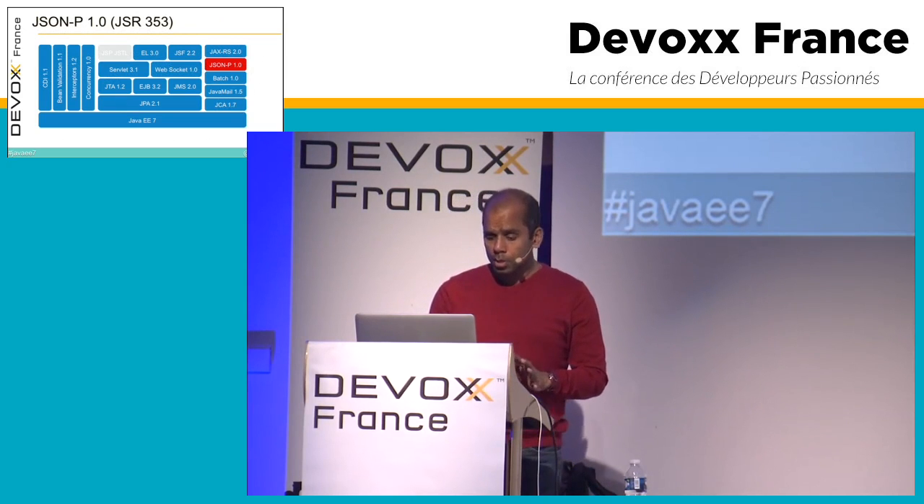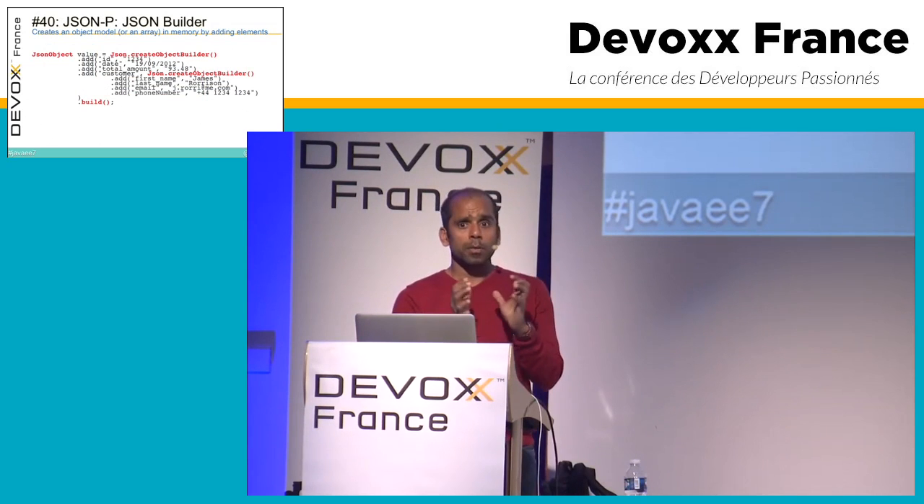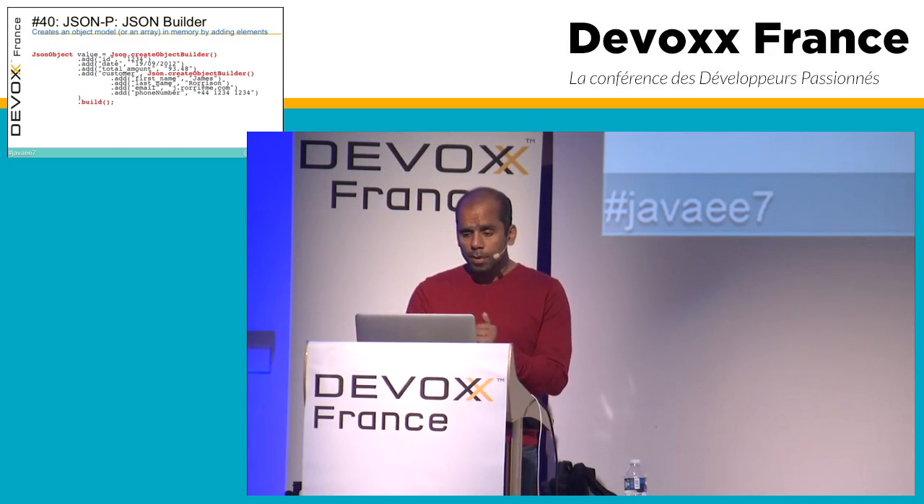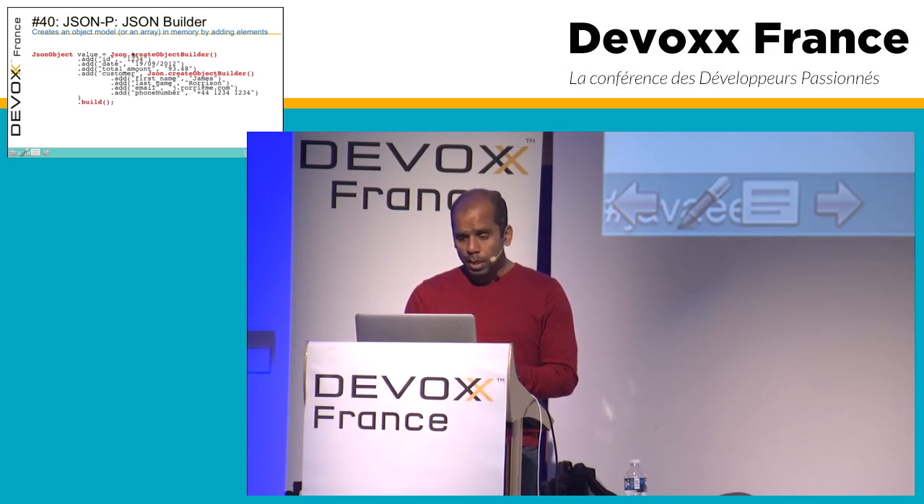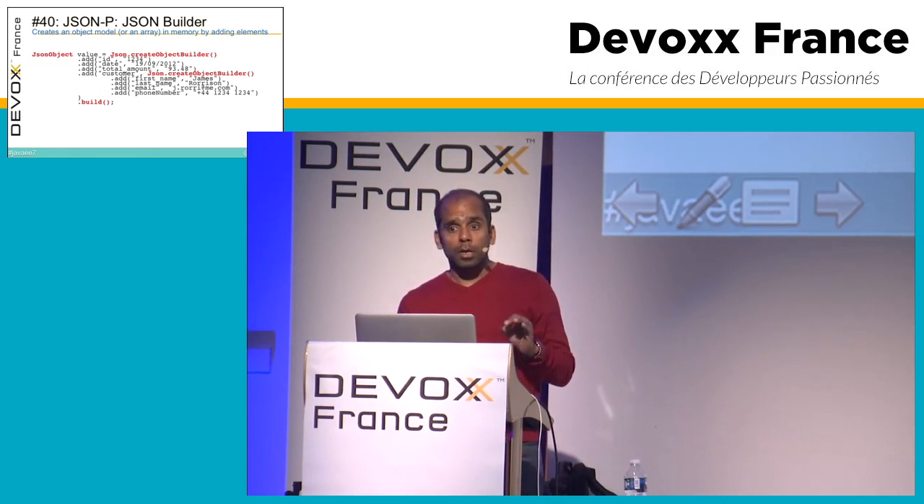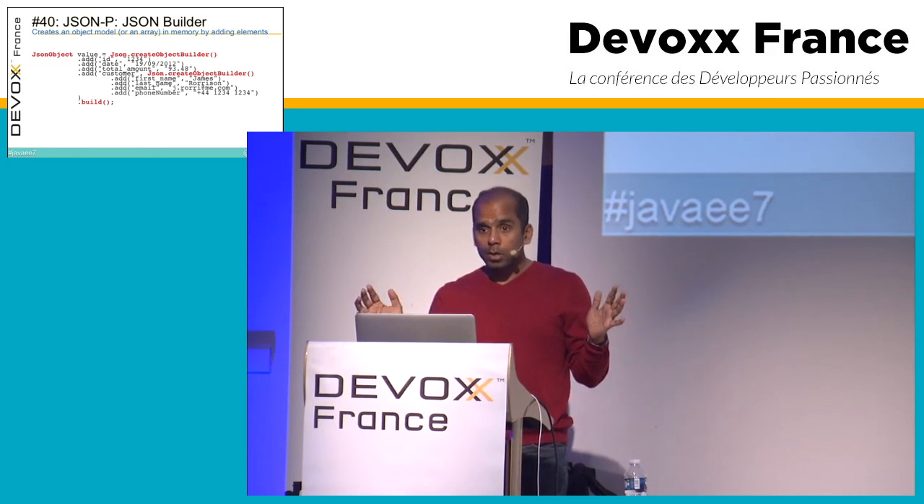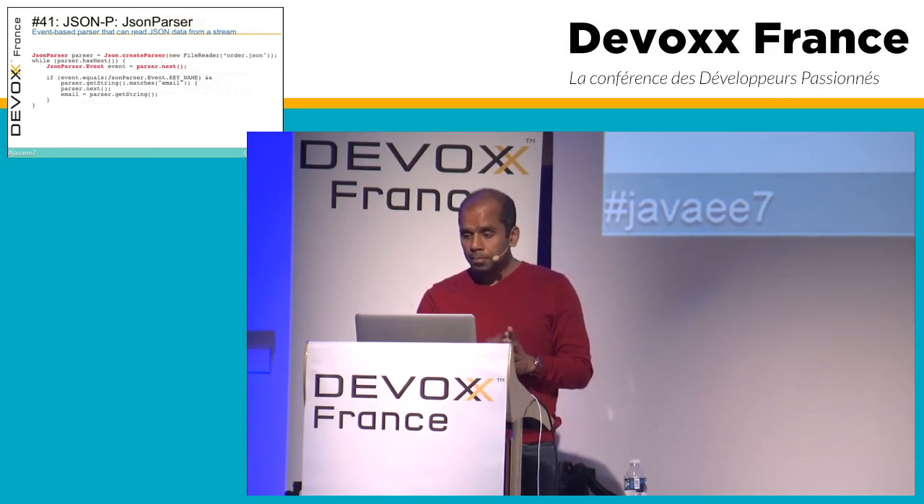JSON-P, JSR 353, adds support for low-level JSON processing in the Java EE 7 platform. For example, here I'm saying create an object builder, add some name value pairs, add a named object over here, and add some name value pairs over there, and you build the JSON object. So simple API, but very low level. It's not like taking a POJO, putting an annotation on it, and being done with it. Hopefully that will be part of Java EE 8.